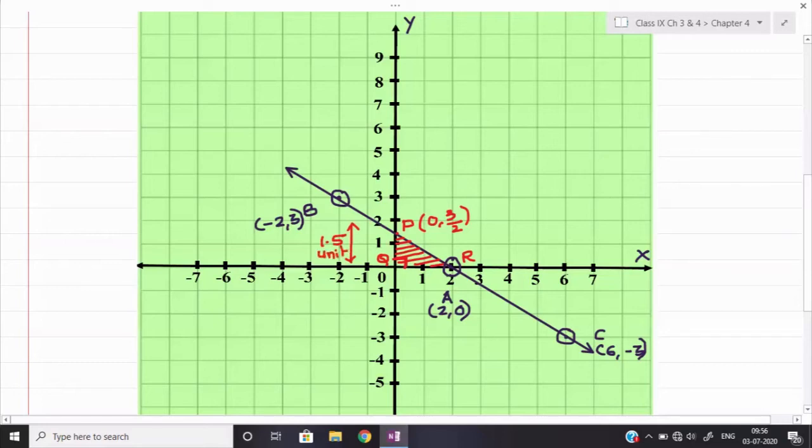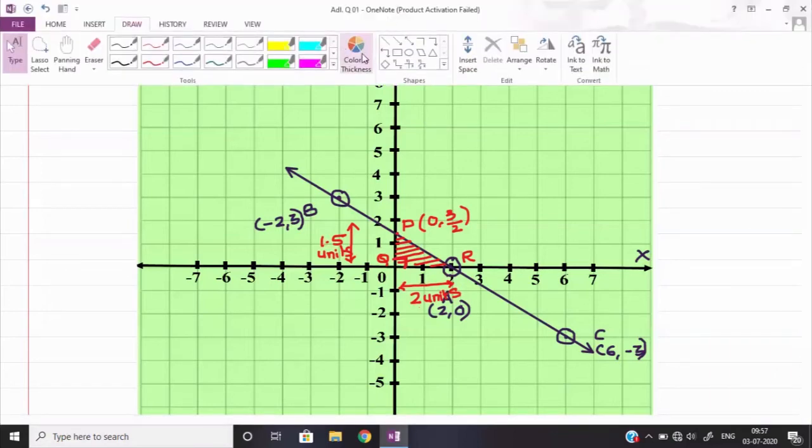Right? And similarly, we can say the length of QR. See, Q to R, it is very easy to find the length of QR. That will be 2 units, because from Q, 0 comma 0, till R, we are taking the horizontal length as 2 units. So I can say that in this figure the base value is 2 units while the perpendicular is 1.5 units. So now let us see how we can find the area over here.